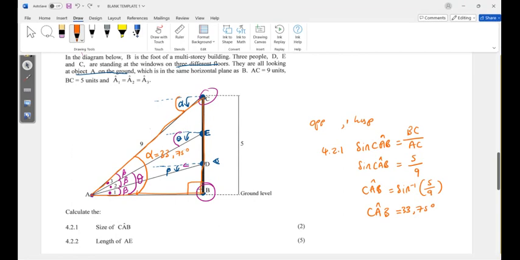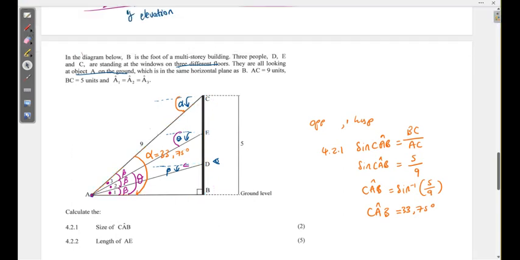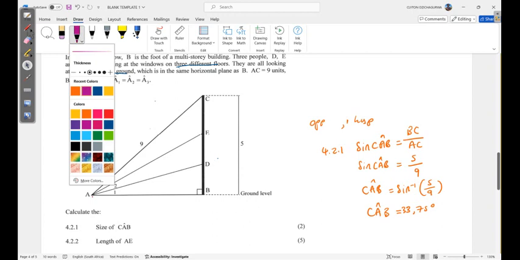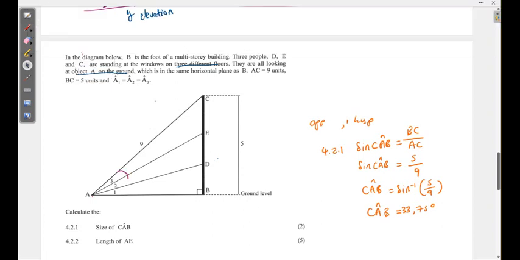Let me show you why that will help us, right? Let me clean it. I know I've made a mess, I'm very sorry. Right, let's try to look at it again. Okay, sharp. Right, so now we know that this whole angle is how much? The whole angle is 33.75 degrees. Then they ask you, can you give us the length of AE for 4.2.2? They want the length of what? A, this is A, and then AE.